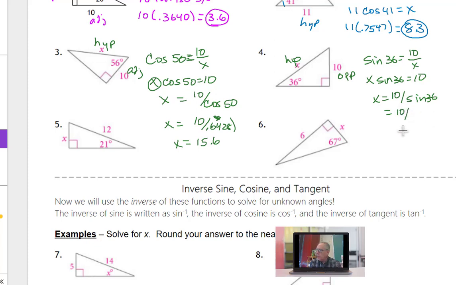Now sine 36 from the table is 0.5878. And 10 divided by 0.5878 is 17.0, rounded off to 1 decimal place.